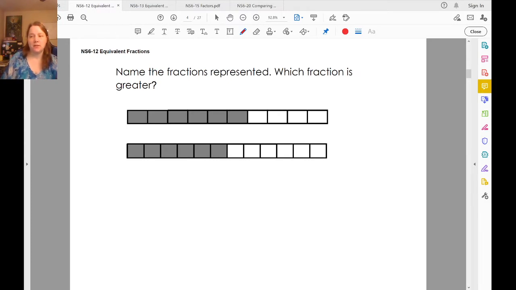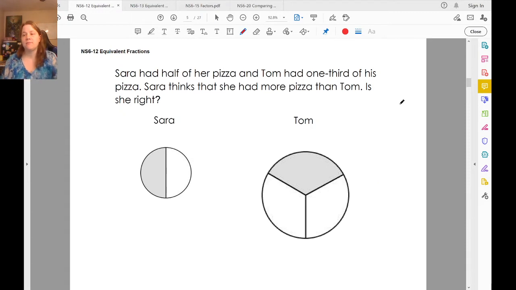Let's go ahead and look again. Now, over here, I see that there are 1, 2, 3, 4, 5, 6, 7, 8, 9, 10 parts total, and there are 6 of them shaded. I see that there are 1, 2, 3, 4, 5, 6, 7, 8, 9, 10, 11, 12 parts total, and there are only 6 of them shaded. I can see that 6/10 is bigger than 6/12.